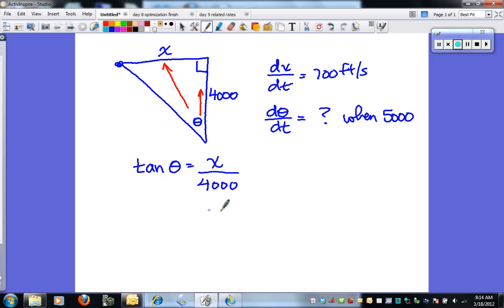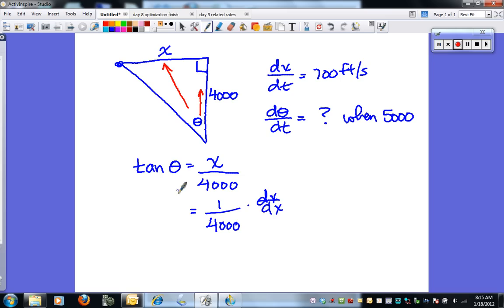So now that we do this with DREADS, we have the diagram, we have the rates, we have the equation. Derivative, let's take the derivative. I will do the hard part for you. Okay, that is x over 4,000. So that just becomes 1 over 4,000. But we can't forget, we're going to do implicit differentiation here because we're taking all the derivatives with respect to t. So we have to multiply by dx/dt.